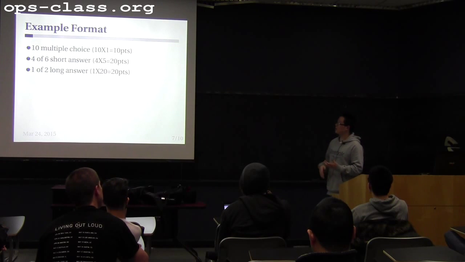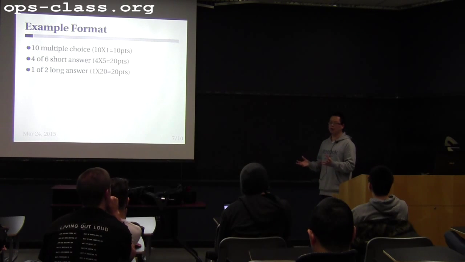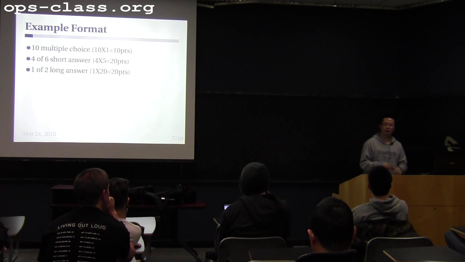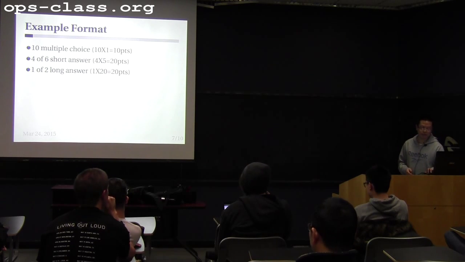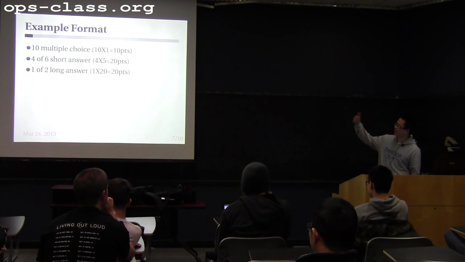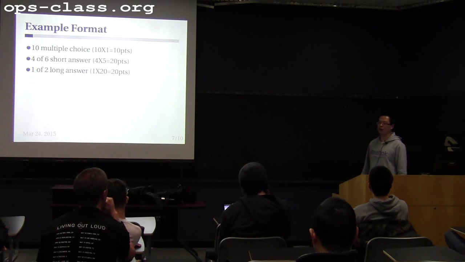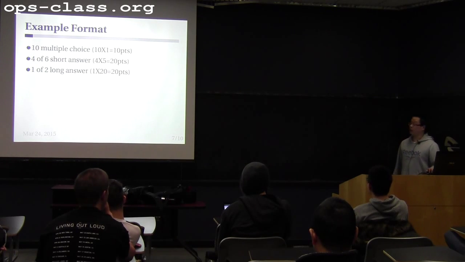If you find yourself spending far more time on the short answers, so that you have only 10 or 15 minutes left for the long answers, that's a bad sign of time management. If you have 10 multiple choice questions, you should spend at most 10 minutes on them. Similarly, for the short answers, you should spend no more than 20 or 25 minutes tops.